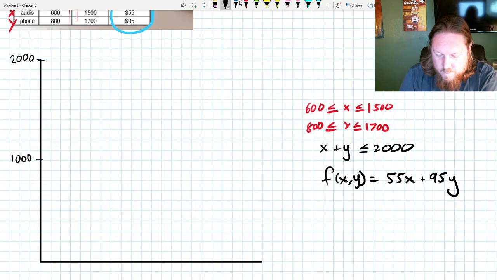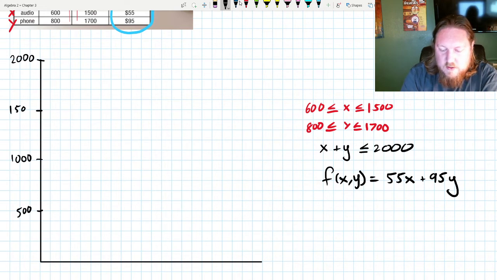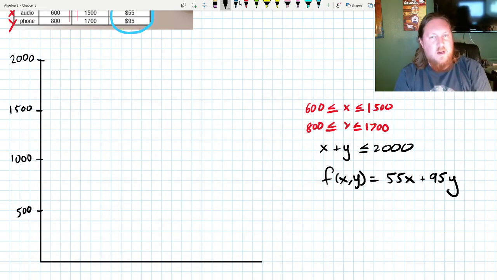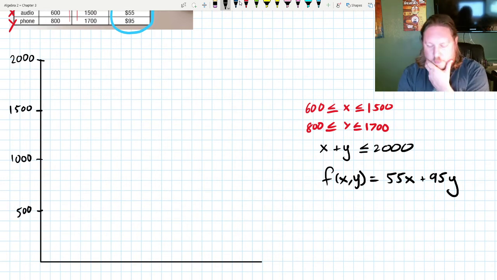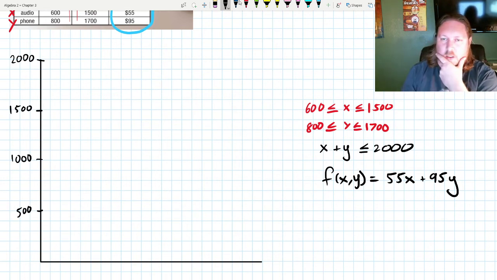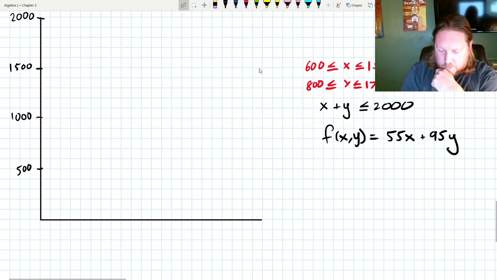1, 2, 3, 4, 5. And I'm not going to mark every single line. 1, 2, 3, 4, 5. Because that is just going to take too much time. But with graph paper, I can easily count out all the lines in between. And let's do the same for the other side. 1, 2, 3, 4, 5. That's 500. 1, 2, 3, 4, 5. That is 1,000. 1, 2, 3, 4, 5. 1,500. 1, 2, 3, 4, 5. And 2,000.